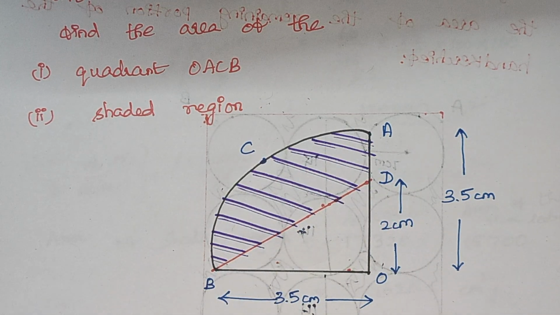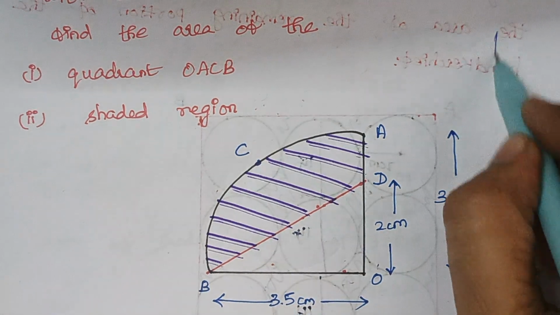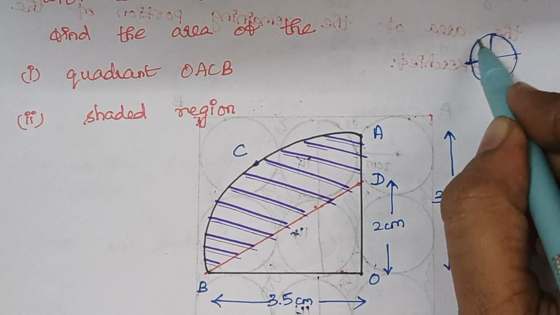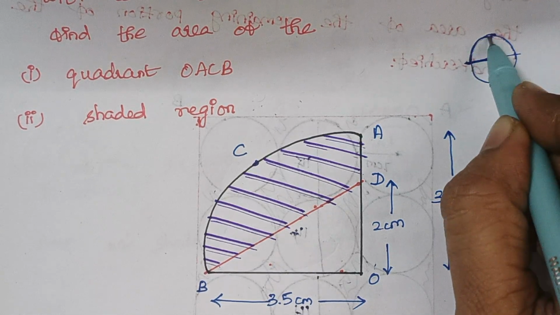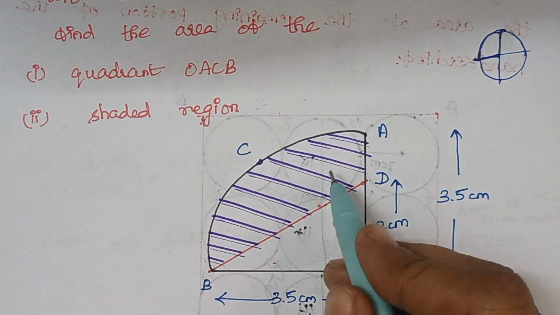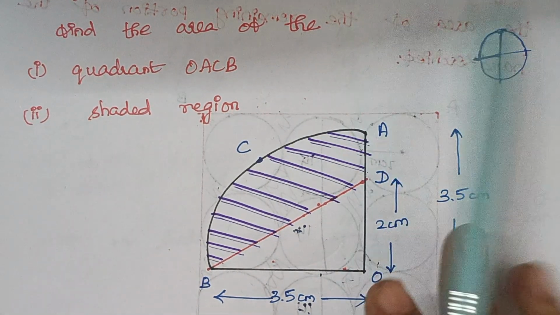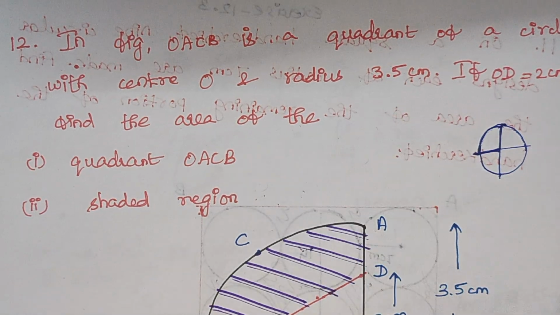What do you mean by quadrant? We had solved a lot of problems related to this. This one portion of a circle is known as a quadrant, right? So this is a quadrant. So what about the radius? The radius is 3.5.